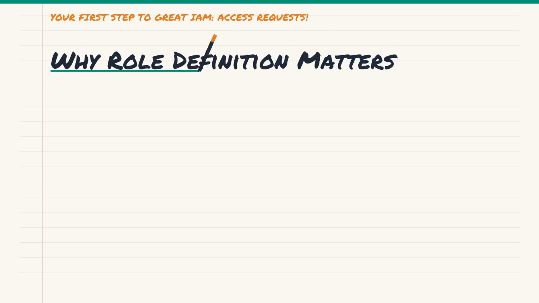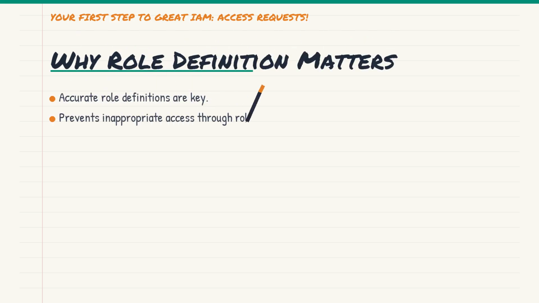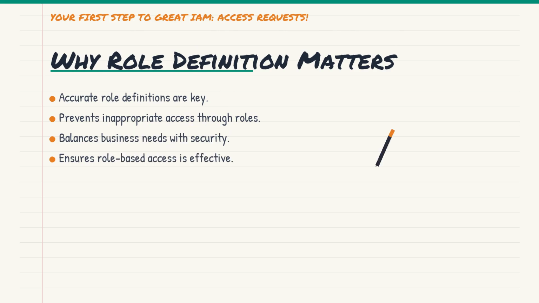Defining these roles accurately is critical. If a sales manager role is accidentally given access to sensitive HR data, that's a problem. So, careful thought goes into defining what access belongs to each role. This is where business needs and security requirements really come together. A well-defined role means a simpler request for the user and a more secure, manageable process for IT.